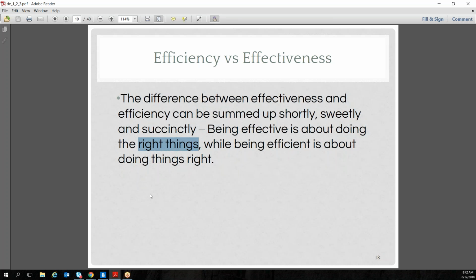Right things means whether we are achieving our goals, and doing things right means whether we are saving time and not wasting effort and time. This is what I map to efficiency. Make sense? Yeah, go ahead, please ask your question. Anyone, any question?